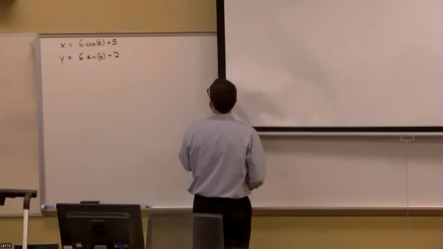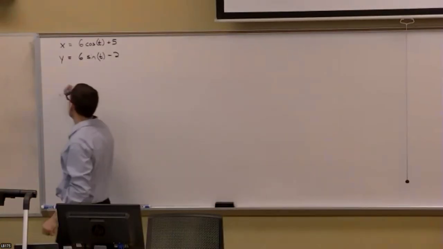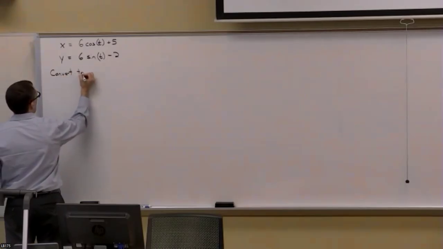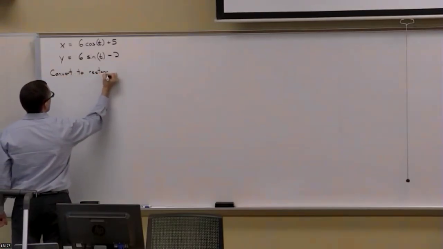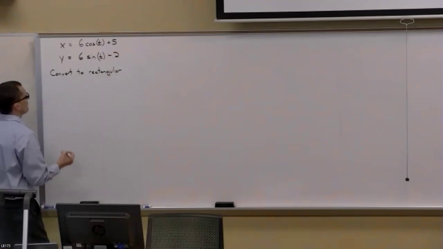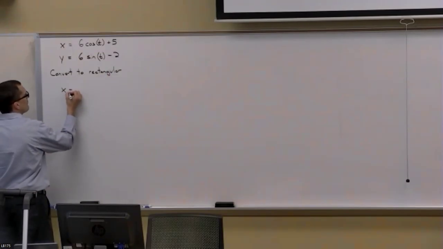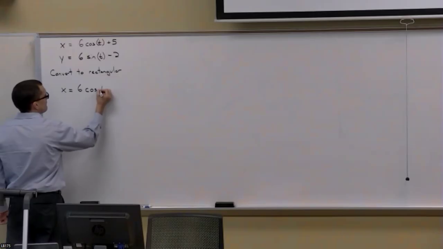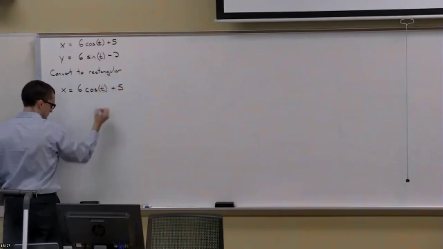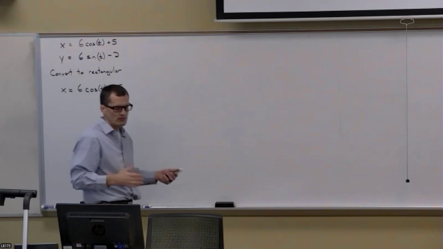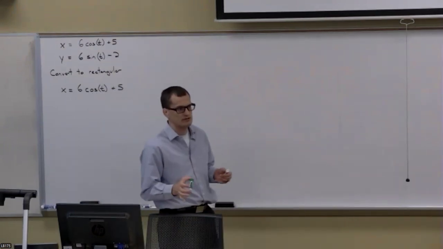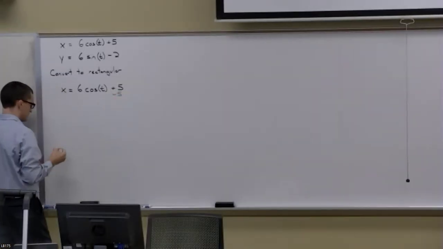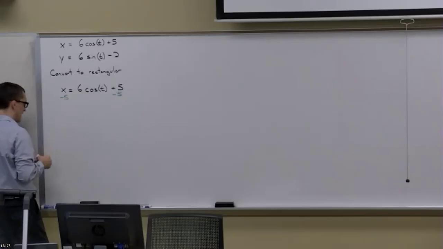So what we're going to do, if I want to convert to rectangular, is I'm going to solve the two equations for the trig functions. So I'm not solving all the way down to t, I'm solving down to the trig functions. So subtract 5 on both sides.